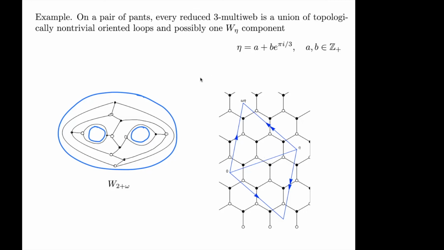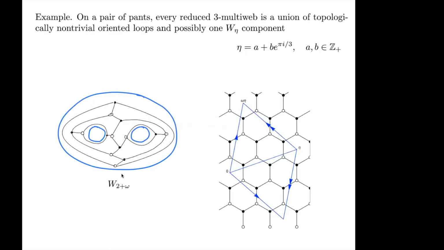So the question now is, I have some potentially complicated graph on my pair of pants. Can I extract the coefficient of each one of these special reduced webs? In principle, we can, and we can do it when the graph is simple, but not yet for the more general graph. So that's where we are currently. We're still working on it, and that's the end of my talk. Thank you.